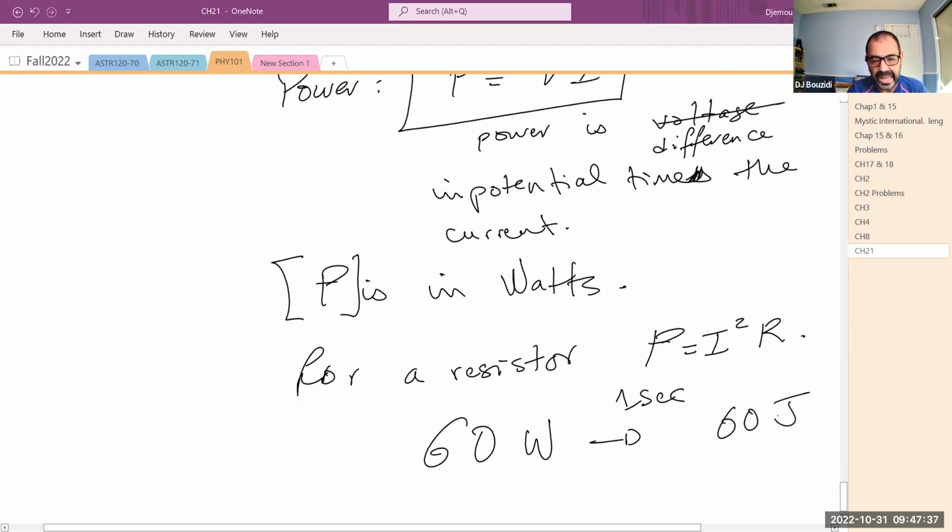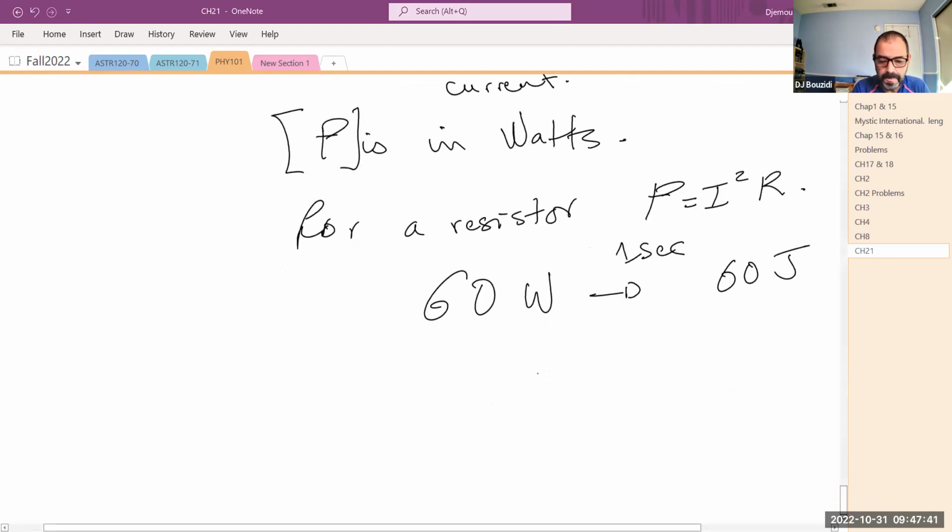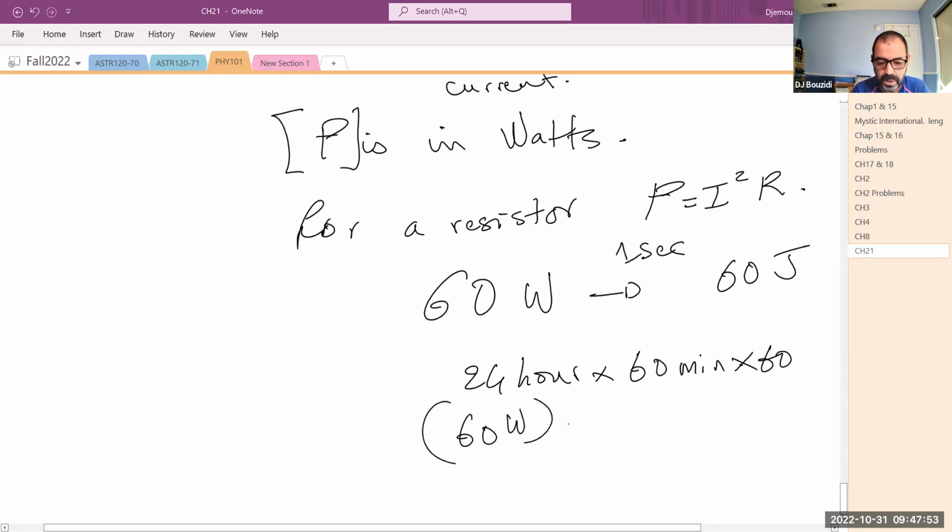But if you leave it on for a day, you have to multiply that number by 24 hours. An hour has 60 minutes, and a minute has 60 seconds. So for a 60 watt light bulb, you have to multiply by 24 times 60 times 60 to get how many joules you're going to consume at the end. So you have to be careful here.